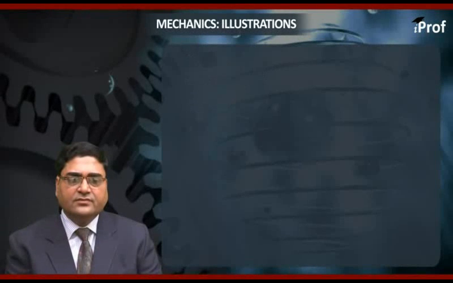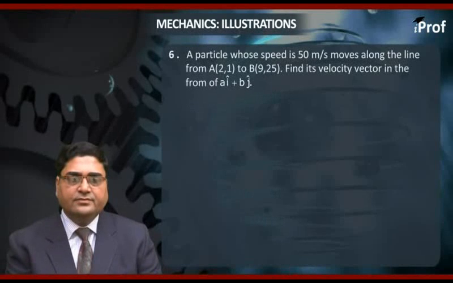Let's see another illustration. A particle whose speed is 50 meter per second moves along the line from A (2, 1) to B (9, 25). Find its velocity vector in the form of a i cap plus b j cap.